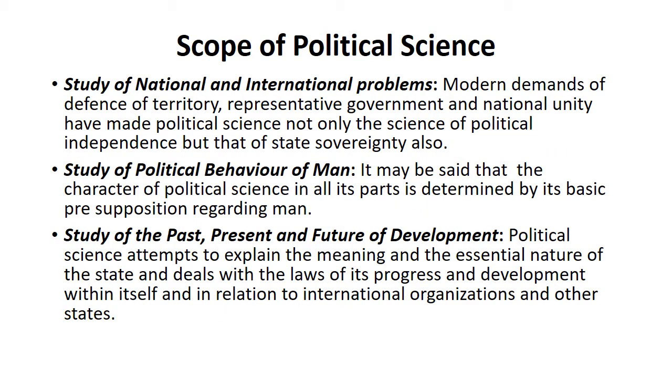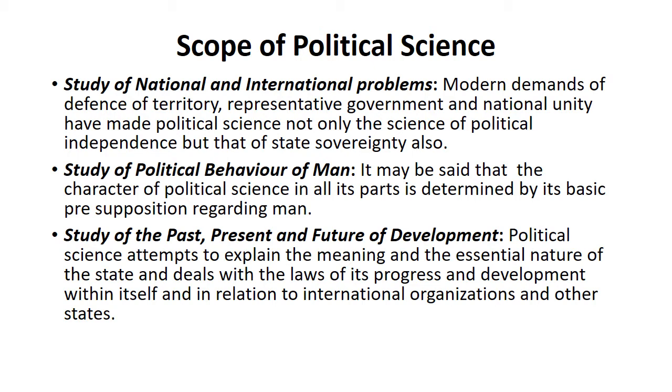The third aspect is that political science also deals with national and international problems. Modern demands of defense of territory, representative government, and national unity have made political science not only the science of political independence, but that of state sovereignty as well. In international relations, you will see that it's completely based on power politics. The meaning of political science, as we said in other videos as well, has completely changed with time. So political science deals with national and international problems as well.